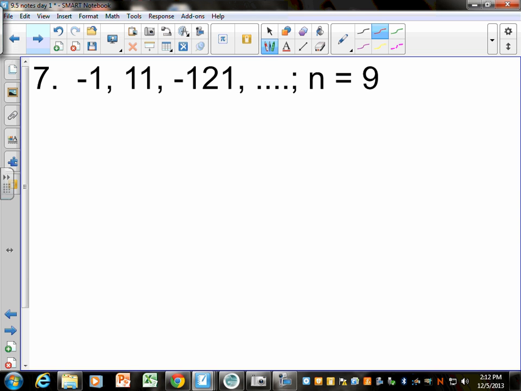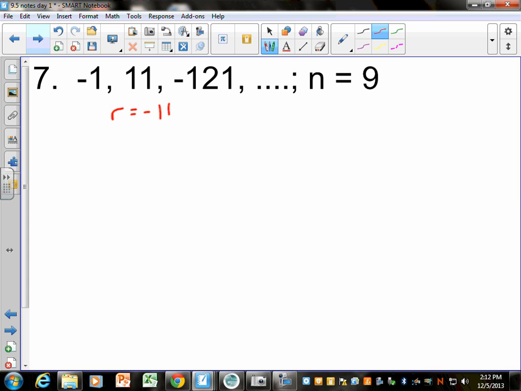Same rules, but on your homework, it's not going to always say arithmetic or geometric. On your test, it's not going to always say. So you've got to look at it and decide, is it arithmetic or is it geometric? What are you doing each time on this problem? You're multiplying by -11. If you're multiplying, it's geometric. r would equal -11 in this one.